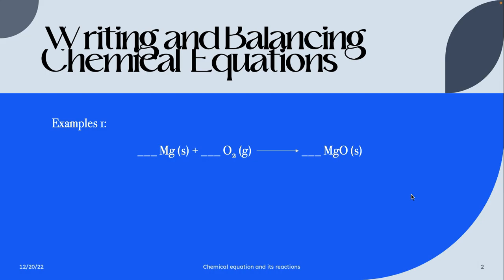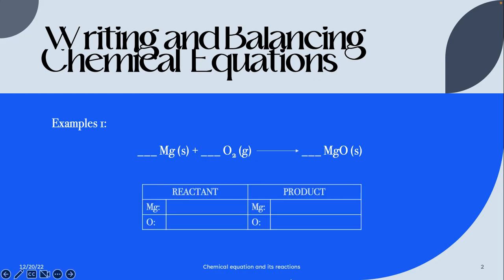In order to balance this equation, what I usually do is I create a table as shown below. And I take the respective elements of each side, the reactant and the product side, to better give me an idea as to how many of each there are on each side. If there are compounds, we break the compounds into respective elements. So let's take a look at this.